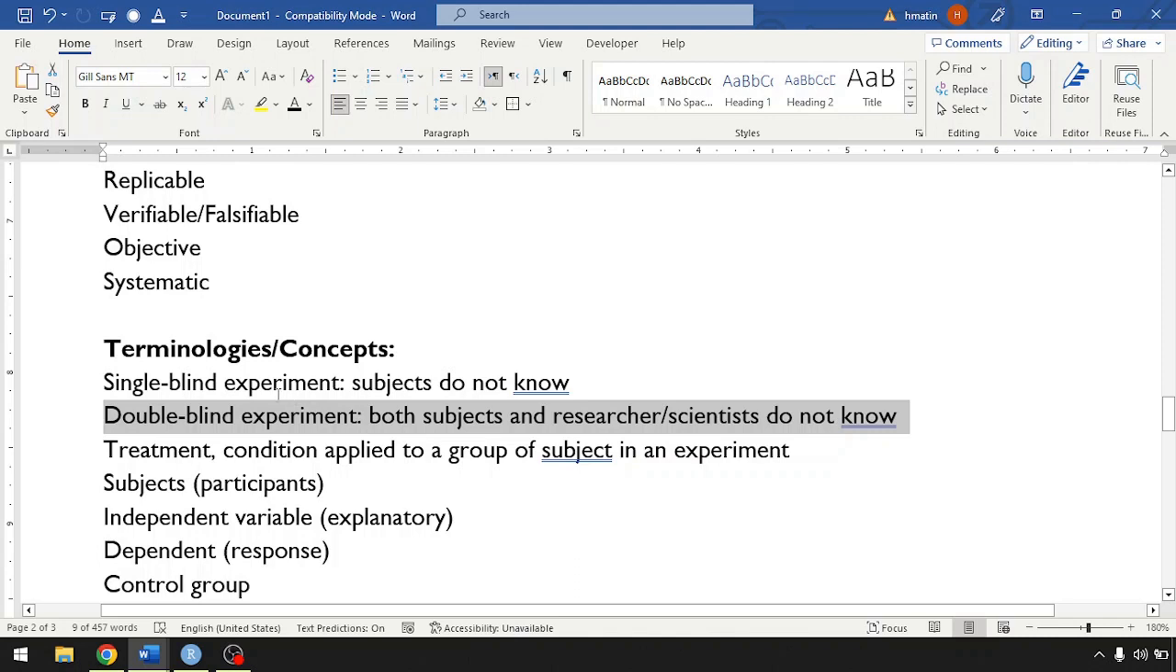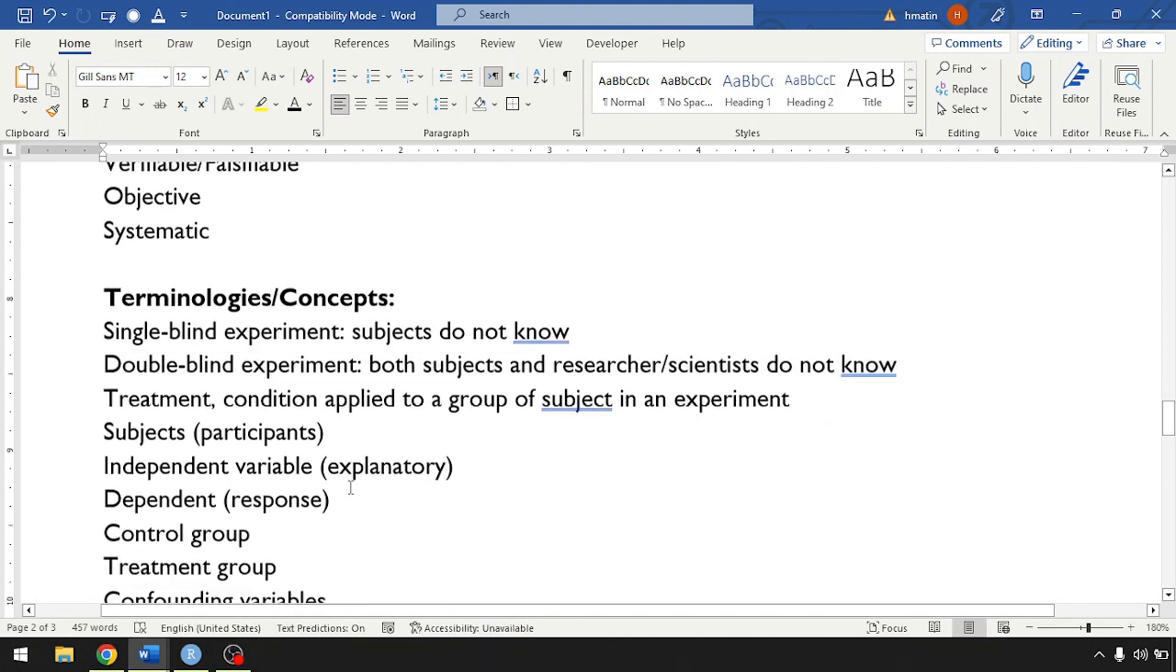If a medication is given to a participant, and the participant does not know what the medication is, so that he or she does not bring any bias and lets the effects develop without any bias, then it's single blinded. And if even the doctor, the person who gives it, the experimenter, does not know what that medication is, if both don't know, it's a double blind experiment. Treatment is a condition that you apply to a subject in an experiment, which in this case is a medication or anything that you apply.